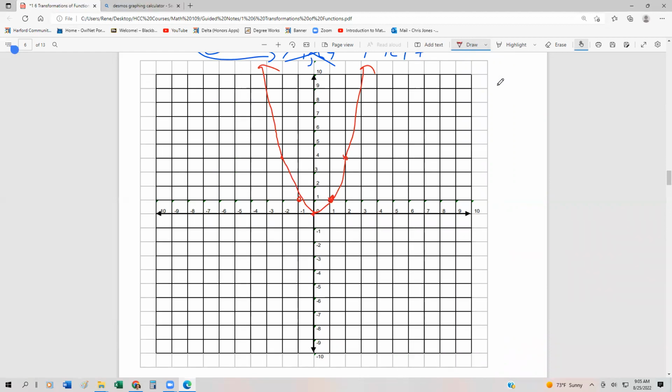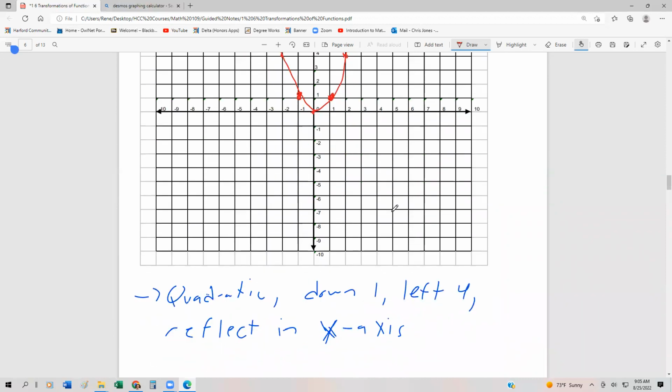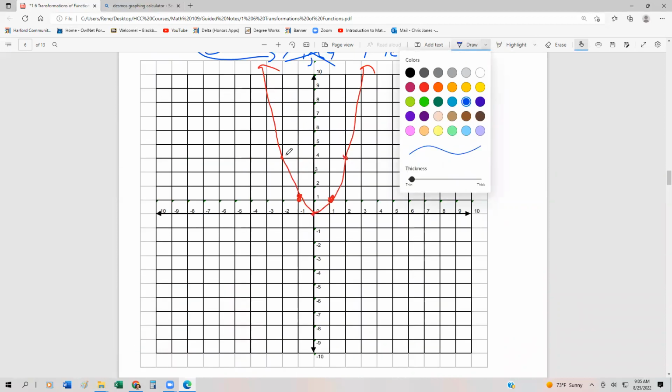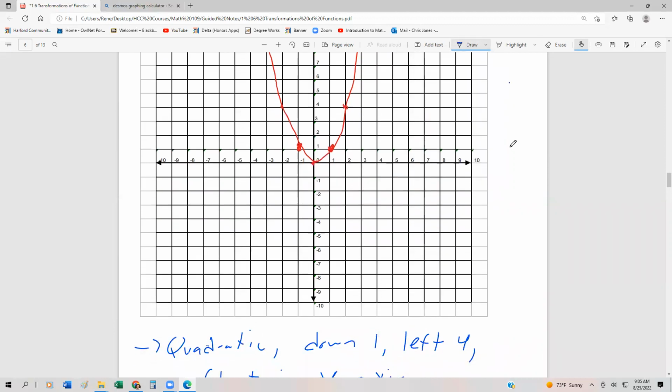So what we're going to do is take all of those points and move them based on what we have here. Usually the easiest one is just to take the origin. This is our parent function, as best as I can draw it. We're going to move down 1. So let's take this point, move it down 1, and then move it left 4. That's going to be right there.